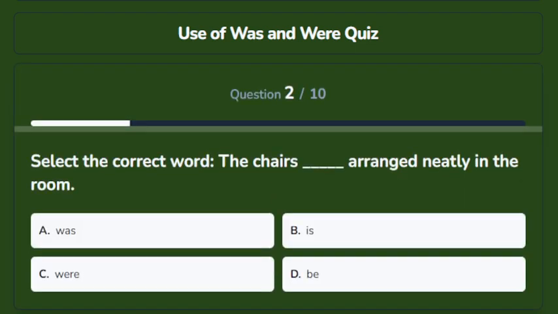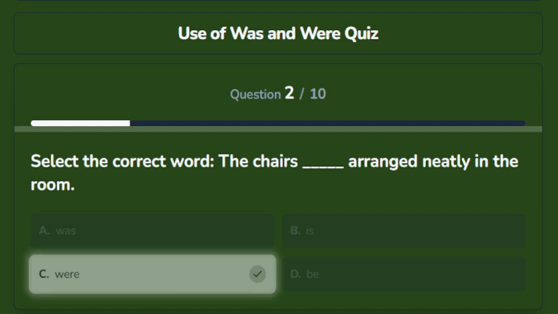Question number 2. Select the correct word. The chairs blank arranged neatly in the room. Options are A was, B is, C were, D be. The correct answer is were.